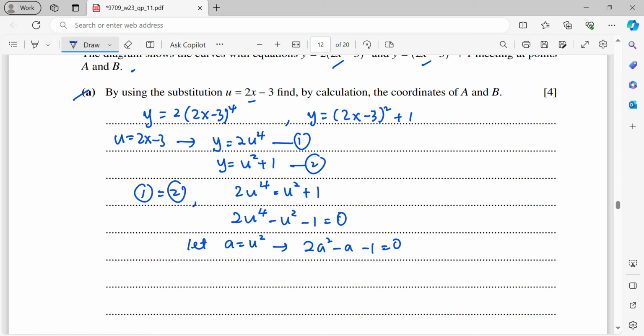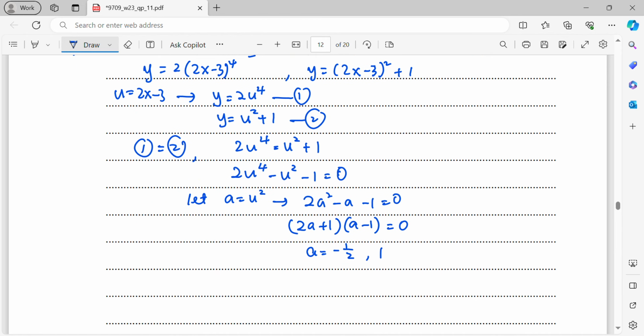Okay, then here I will get (2a plus 1) times (a minus 1) equals 0. That means a is negative half or 1. Now change back, which means now your u squared is negative half or u squared is 1. So we know that u squared cannot be negative. That means there is no solution for the first u squared. Okay, so now u squared is 1.